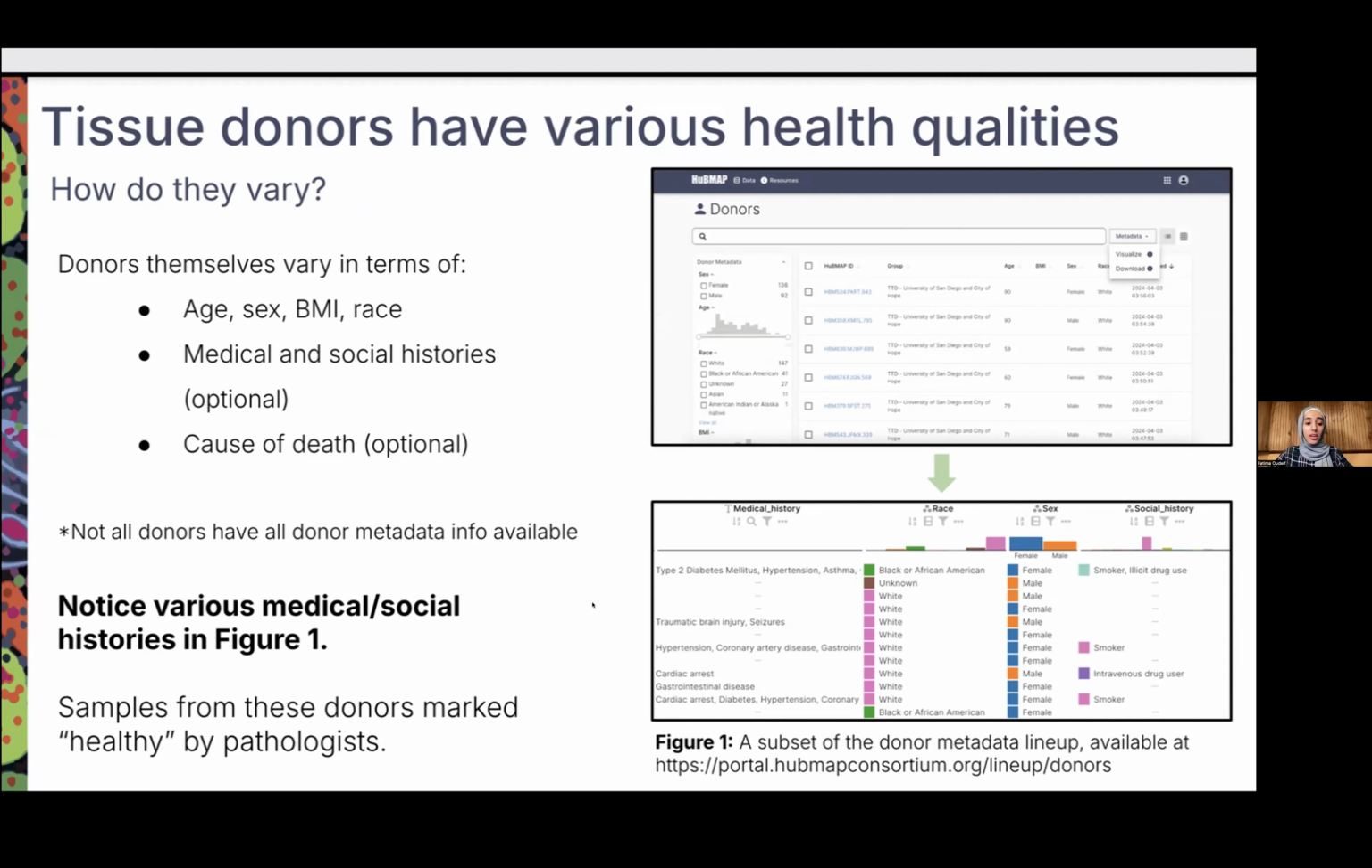Some of these fields are optional, like cause of death and medical and social histories, which creates a problem when you're trying to accurately look at a donor and identify what type of donor this is, right? If they're really healthy or not. So I want you to notice in the figure on the right, the medical and social histories in the figure one. So, for example, we have some donors over here that have diabetes, one that has coronary artery disease, and another that has gastrointestinal disease. And it's important to note that the samples that came from these donors were marked as healthy by the pathologist, but the donors themselves don't actually seem so healthy.